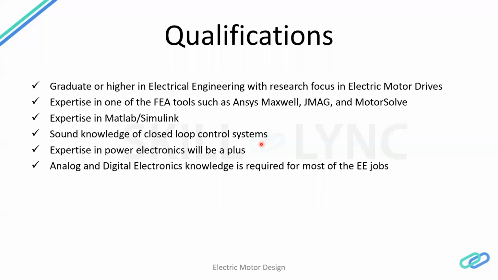And then analog and digital electronics is required for most of the EE jobs because you use so many sensors in this world. So analog, it could be analog signal 0 to 10 volts or 0 to 24 volts, or it could be digital 0 or 1 binary electronics. It could be a switch on and off kind of scenario. So you need to have that knowledge when you go into electrical engineering jobs.